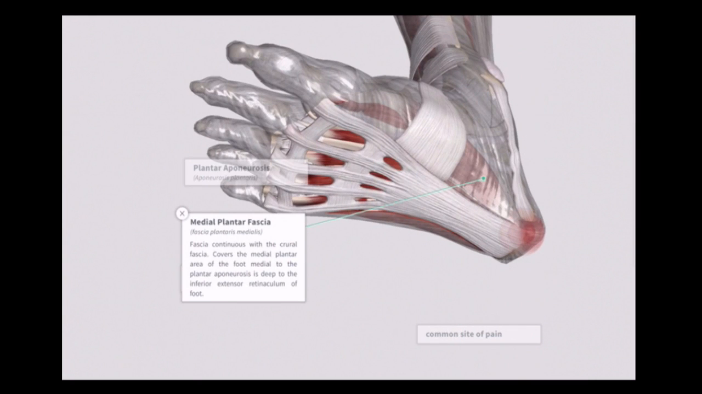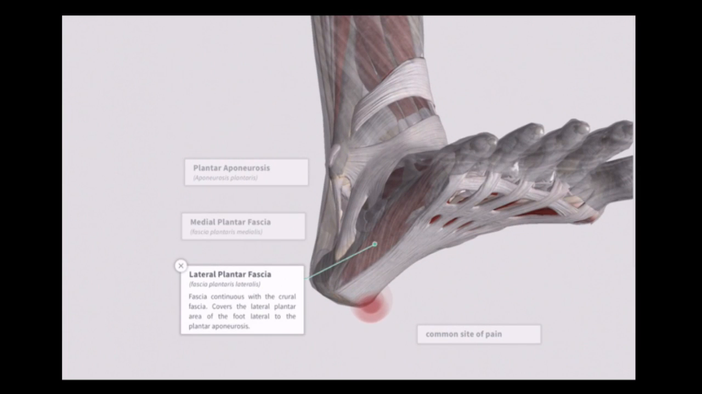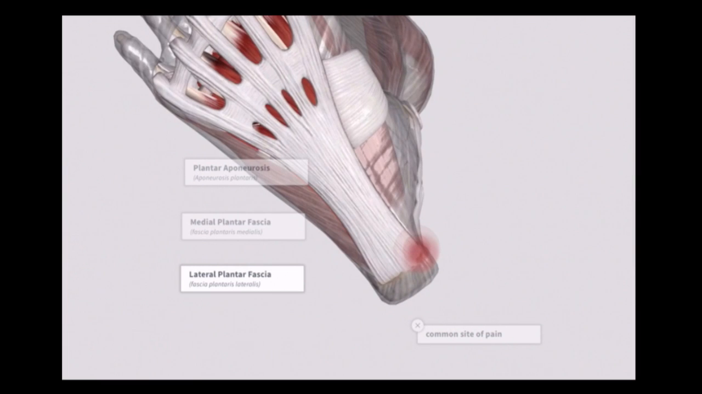The medial plantar fascia then is just part of the general superficial connective tissue. And then the lateral plantar fascia is again just continuous with the surrounding connective tissue, and it covers the lateral area of the foot. And the most common site of pain then is just on the medial aspect of the calcaneum, shown here pulsing in red.